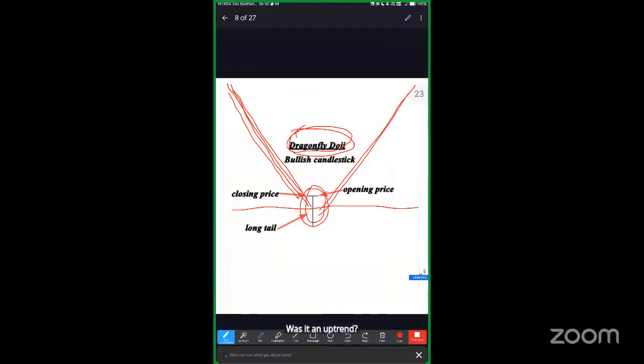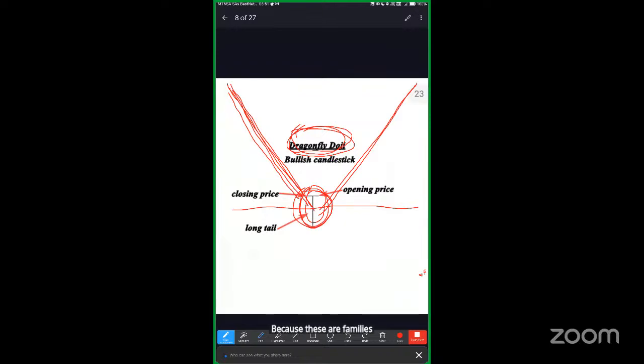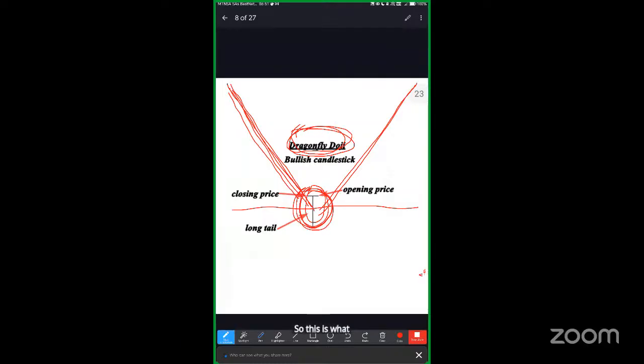So if it was a downtrend that you are seeing on that particular coin, at the bottom here, what type of candles are you seeing? Are they engulfing bars? If they are not engulfing bars, are you able to see some dragonfly dojis there? Because these are families that mostly allocate themselves at the bottom of the downtrend. So the dragonfly doji is a market reversal signal to the upper side.